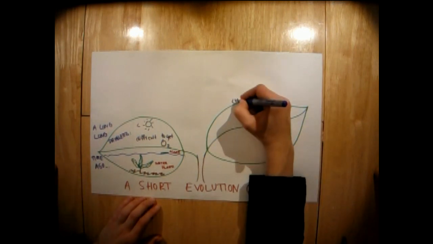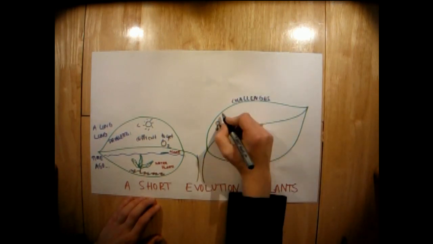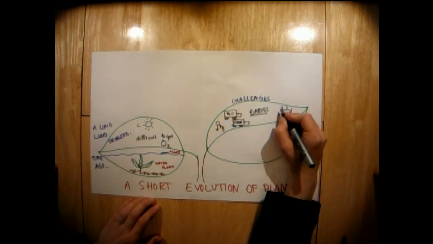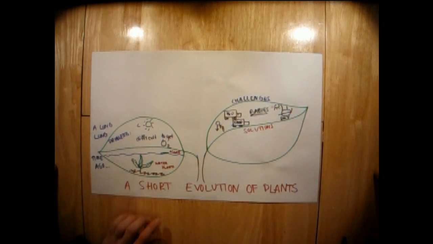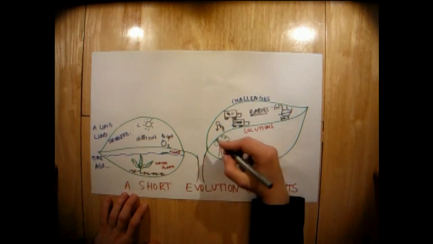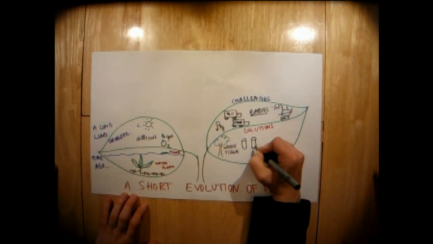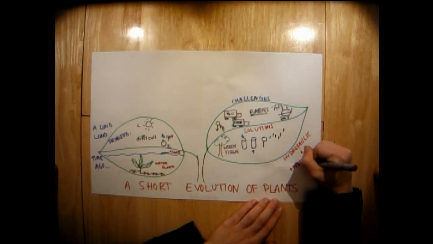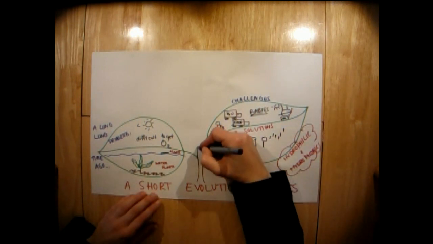There were a few major challenges faced by plants on land: the force of gravity, moving food and water, reproduction, and avoiding being dried out by the sun's rays. There were several evolutionary solutions, including woody tissue, xylem and phloem, seeds and pollen, and hydrophilic and hydrophobic materials.